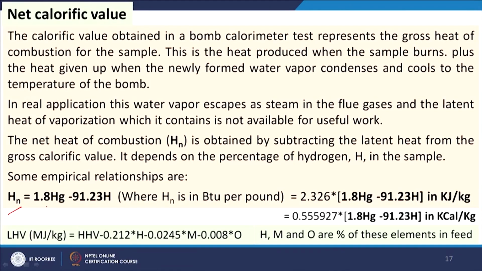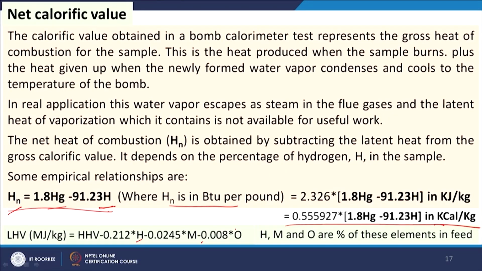Then how can we calculate the net heating value? Some formula is given: Hn, net heating value, is equal to 1.8 into Hg, that is the high heating value or gross heating value, minus 91.23 into H, where H is the percentage of hydrogen. This formula is in the unit BTU per pound, but if we want it in kilocalorie per kg, we have to convert it, and this relationship we can use for the determination of net calorific value.